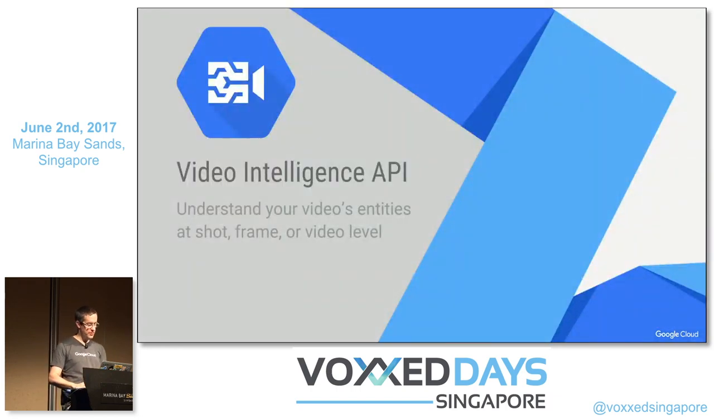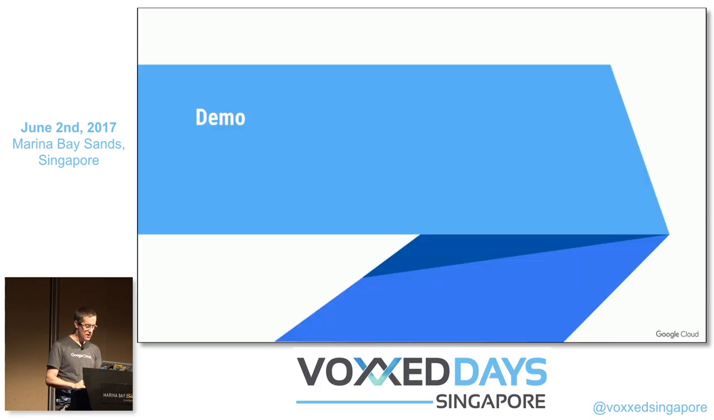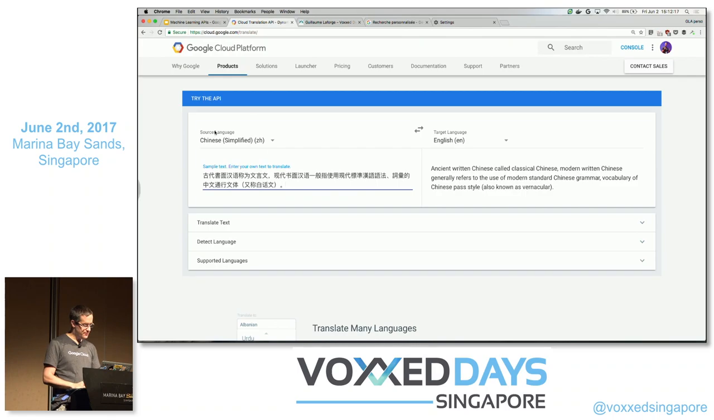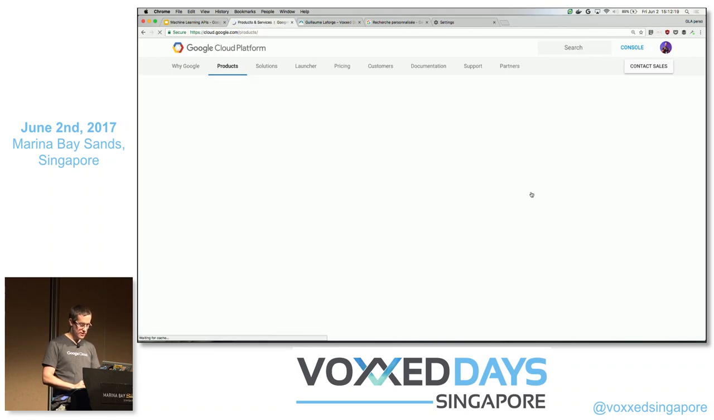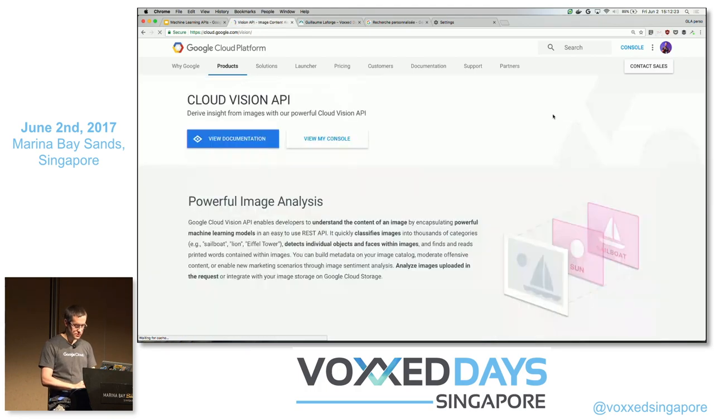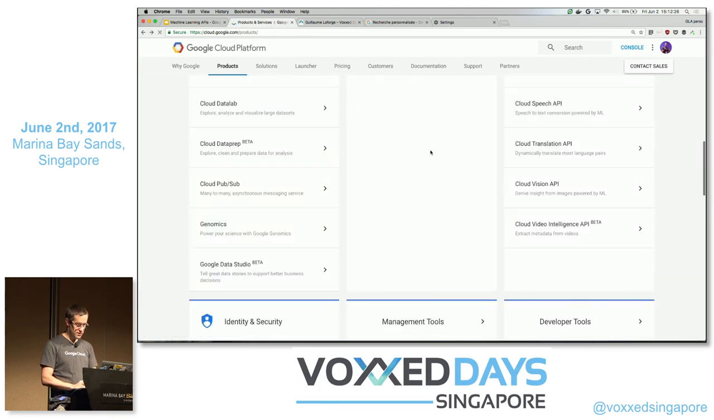The Video Intelligence API. You can think of it as just like the Vision API, but instead of still pictures, it's moving pictures. Let's directly have a look at a little demo. Where is it? Video Intelligence API.